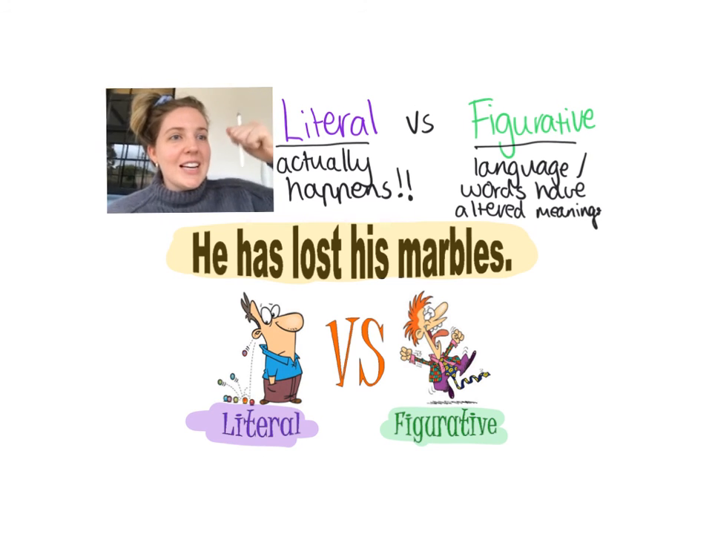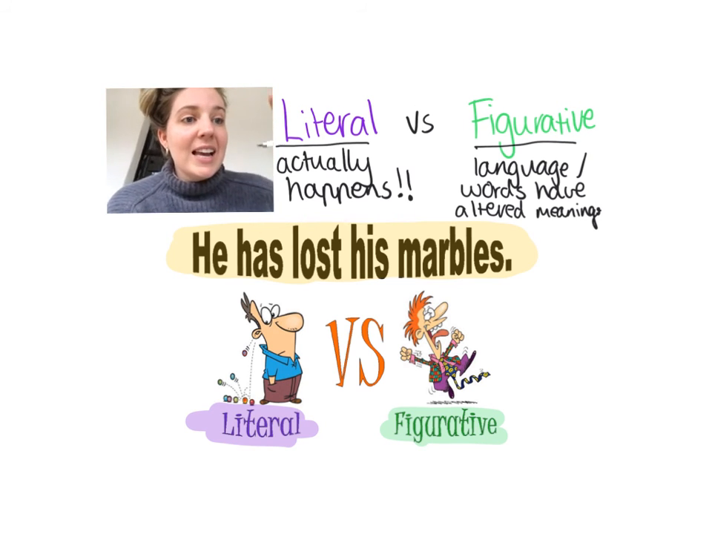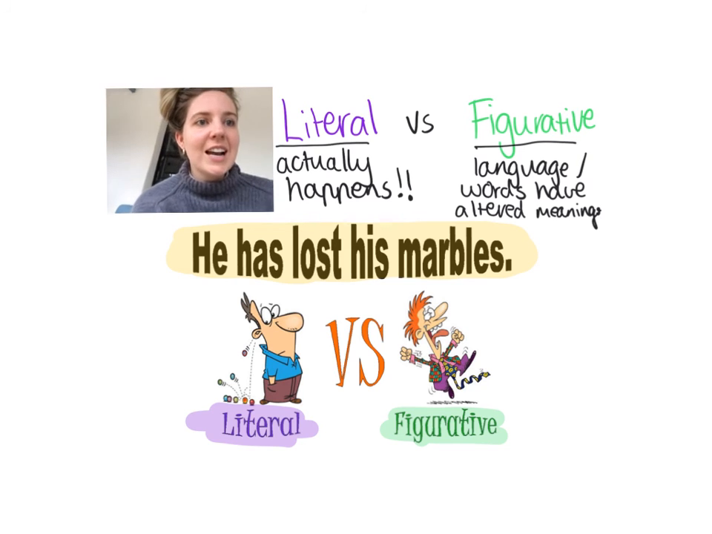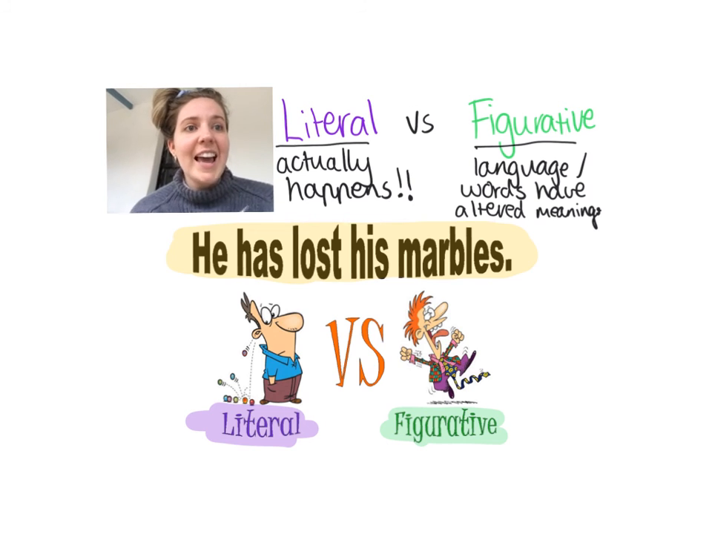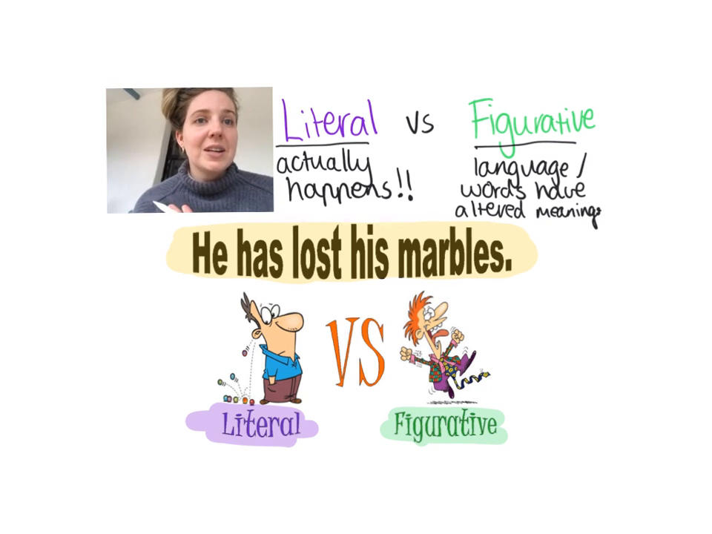So our little man actually is going a little bit loopy. He's shaking his fists, his eyes are popping out of his head, his tie has come undone, and that means he's actually going a little bit crazy, because if you say he has lost his marbles, that can imply that someone has gone a little bit crazy. So that is the figurative way of interpreting that sentence.